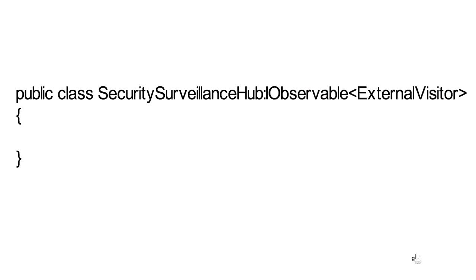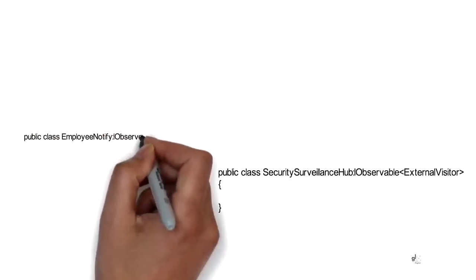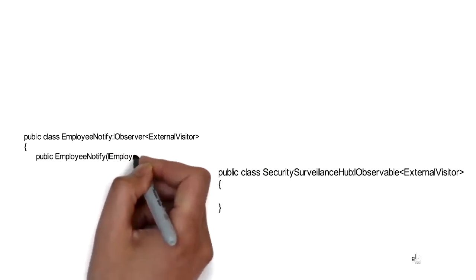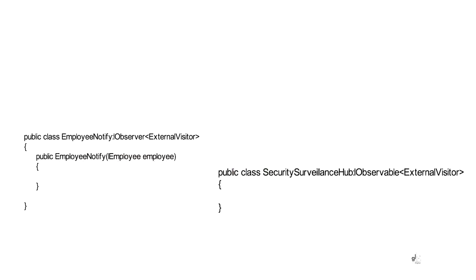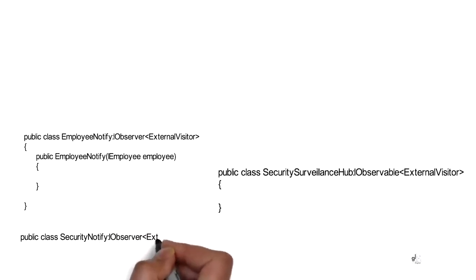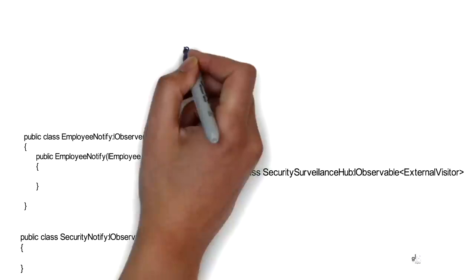We'll create two classes that represent two types of observer. The first class represents an employee, i.e. a person that works inside the relevant building, who wants to be notified when a particular external visitor enters the building. This class is named Employee Notify. The second class represents the security team, who must be notified when any external visitor enters or exits the relevant building. This class is named Security Notify.